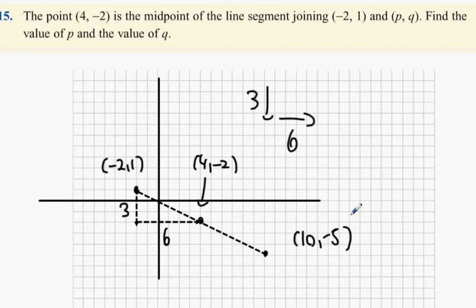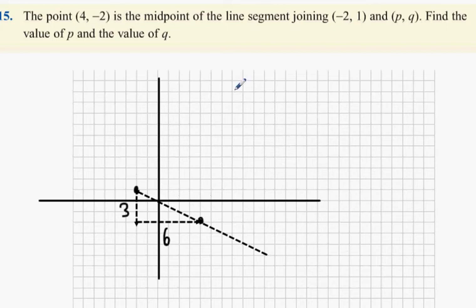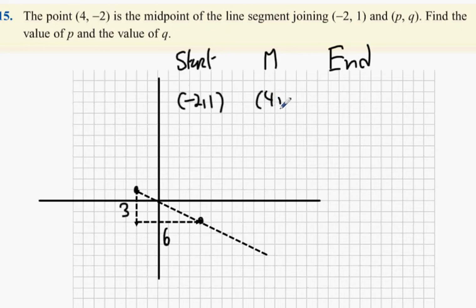Now, here's how I'd suggest you do it without drawing a diagram. It's like this. You get your point, and you always put the start, the midpoint in the middle, and the end. Okay? So you start off at (-2, 1). You end up going to (4, 2). How do you go from minus 2 to 4? How many blocks do you have to go to get there? 6. You go 6 blocks to the right. So that means plus 6 to x.